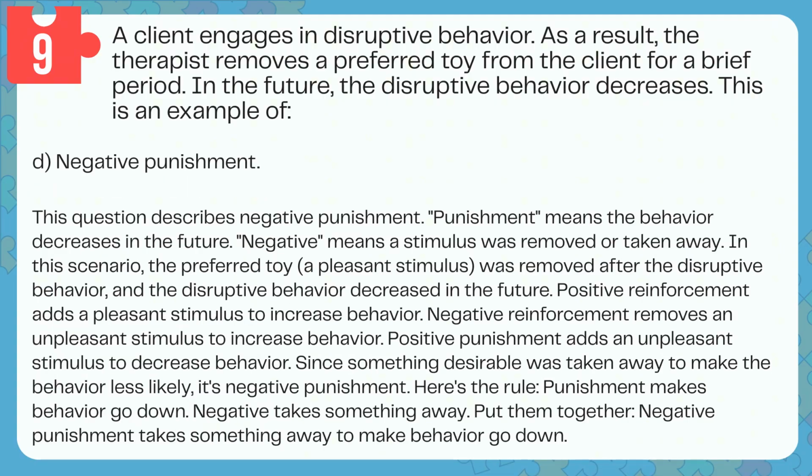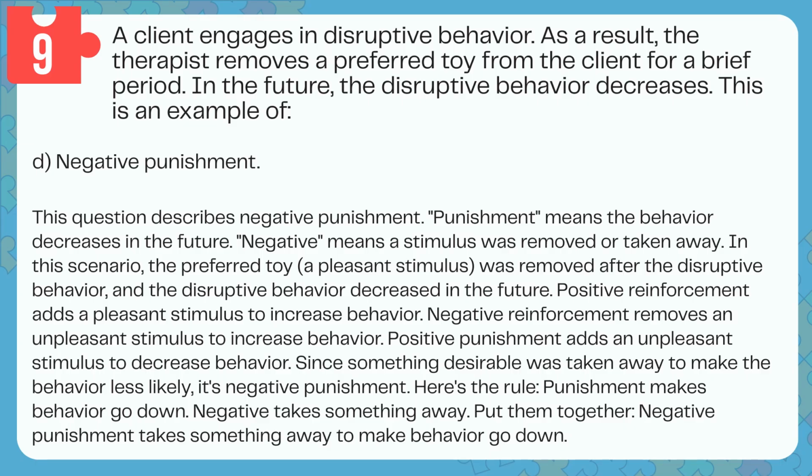Answer D. Negative punishment. This question describes negative punishment. Punishment means the behavior decreases in the future. Negative means a stimulus was removed or taken away. In this scenario, the preferred toy, a pleasant stimulus, was removed after the disruptive behavior, and the disruptive behavior decreased in the future.